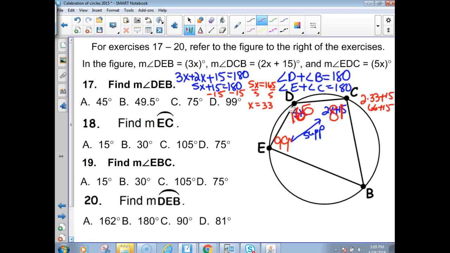Okay. Let's see what they're asking for. The measure of arc EC. Oh, well, if I want to know arc EC, I probably need the angle B, don't I? Because it intercepts arc EC. All right, so what do the angles of a four-sided polygon add up to? 360. Okay, so here we go. 360 minus 165 minus 99 minus 81.